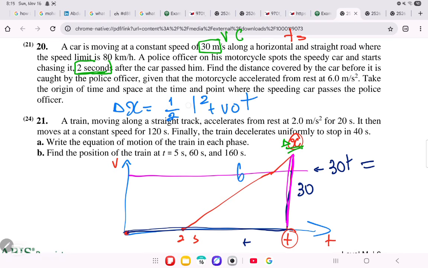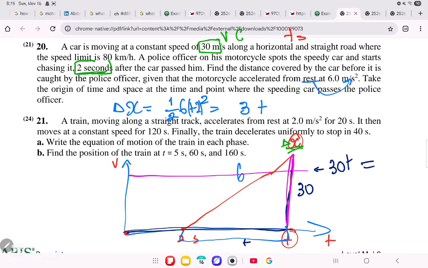How much is my time? My time is not t. My time is t minus 2. So t minus 2 squared, and the initial velocity, because he starts from rest and he accelerates at 6 meters per second squared. That means v initial is 0 and anything times 0 is 0. So that means it's going to be 3 times t minus 2 squared.